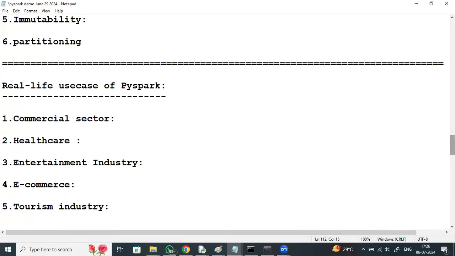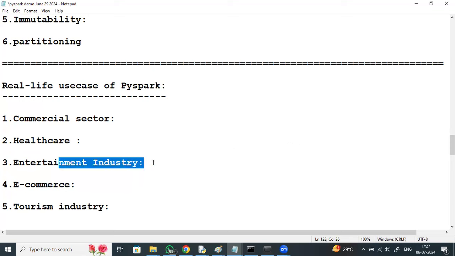So I was discussing some real life use cases of PySpark, right? Mostly in the commercial sector, for real time processing. Mostly in financial fields and in banks, to retrieve the customers' profiles, analyze the data and take the right decisions. In healthcare also, in predictions, right? Predicting the patient's health based on previous health records, and even predicting, after getting discharged, which patient is going to face that issue.